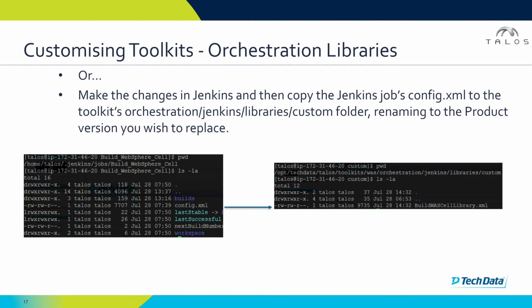And this is the moving over the file here. So this is home Talos Jenkins jobs, build WebSphere cell, and underneath there is a config.xml file. And we're just copying that config.xml file over to the toolkits, WAS, orchestration, Jenkins, libraries, custom folder, and renaming it to build WAS cell library.